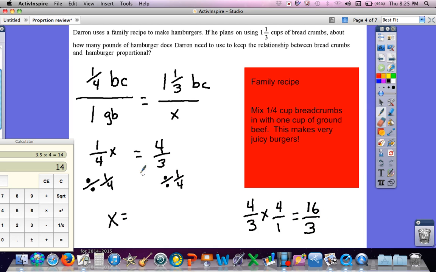Since I'm dealing with pounds, and this is really a pre-algebra problem, 3 divides into 16 5 times, and 1/3. So I need 5 1/3 pounds of ground beef if I still want to follow Darren's famous family recipe, or if Darren wants to use his famous family recipe.